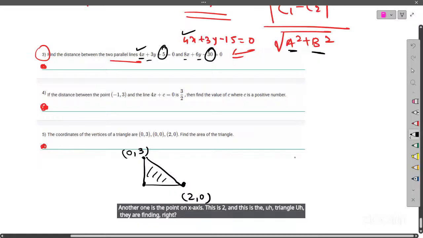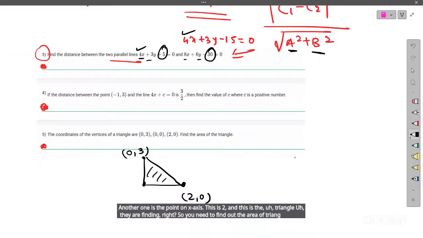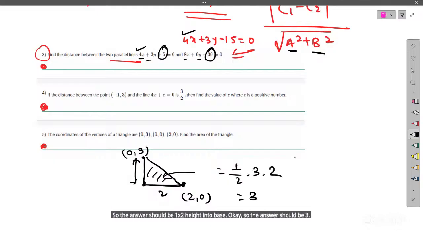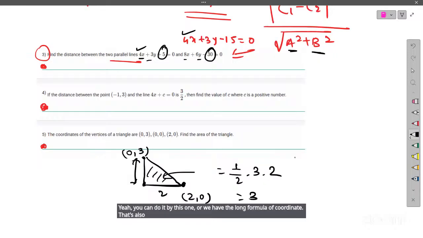So you need to find the area of the triangle. You can use the formula, or here it's easy: the base is 2, the height is 3. So the answer should be 1 by 2 into height into base, so the answer should be 3. Oh, okay, ma'am. You can do it by this, or we have the long formula of coordinates. You can apply both. Thank you, ma'am. Okay.